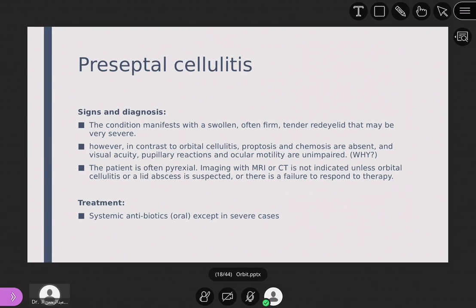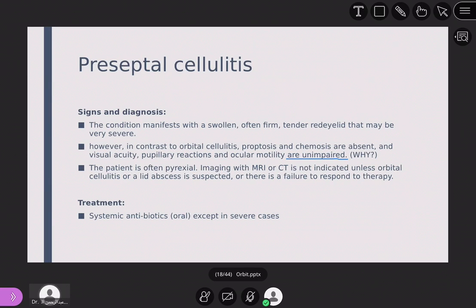So, no proptosis. Why? Because it is not in the orbit. The inflammation is anterior to the septum, and nothing is pushing the globe, nothing is pushing the eye. Visual acuity, pupillary action, and ocular motility are unimpaired. Unimpaired, which means what? Normal.